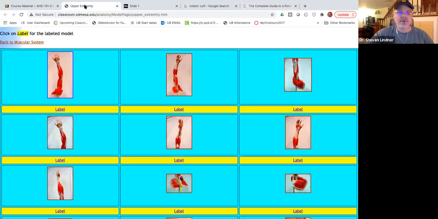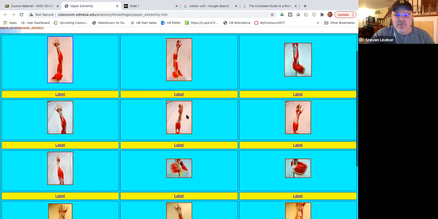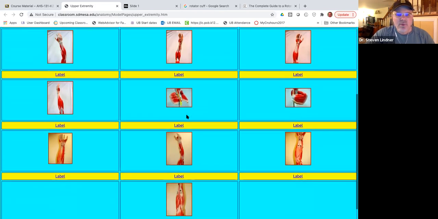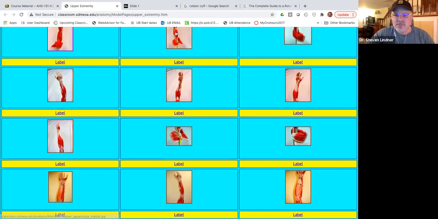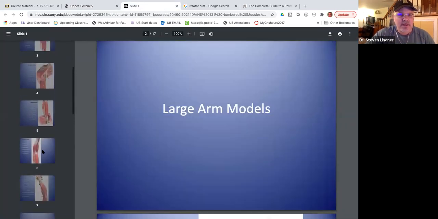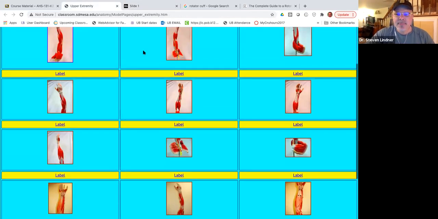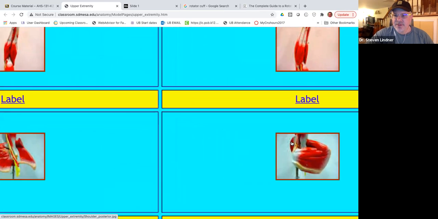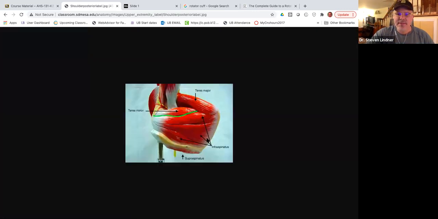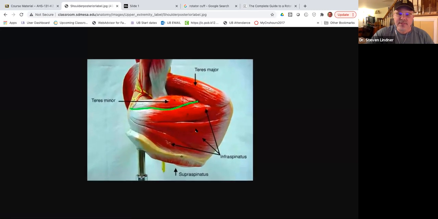Let's go to the upper extremity. And why don't we start with the rotator cuff muscles, since that was what we just went over. Let's see, which one do I want to go through first? You know what? Let's start here. All right. Now, keep in mind, there are two ways of looking at these. When you look at the picture, if you just click on it, it's going to show it without the muscles named. If you click on the label, then you get the muscles labeled.